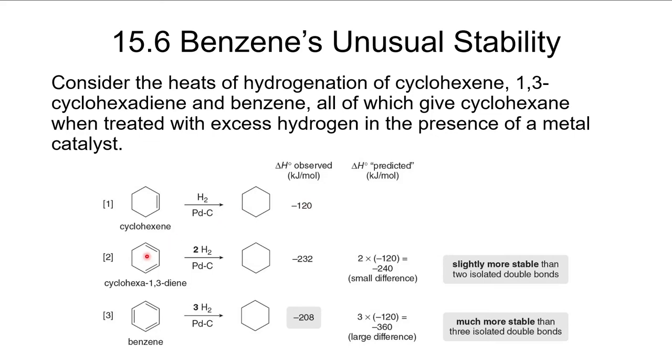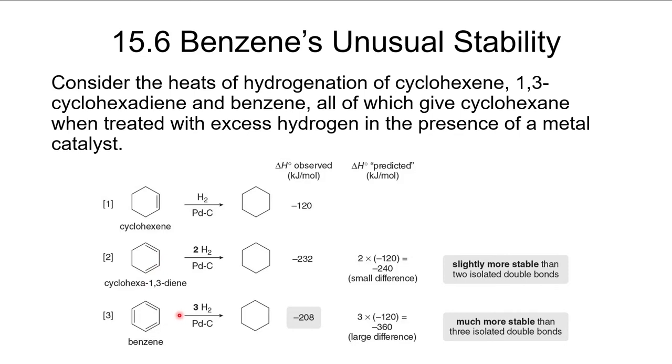If we have the conjugated system, the 1,3-diene, cyclohexa-1,3-diene, because that one is conjugated, it doesn't quite give off two times that negative 120 kilojoules. Instead, we'll find it gives off negative 232 kilojoules. There's a small difference of about 8 kilojoules. So that means that this is stabilized by about 8 kilojoules because of conjugation.